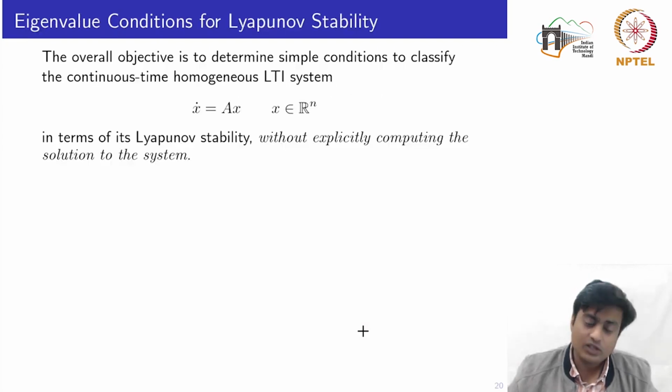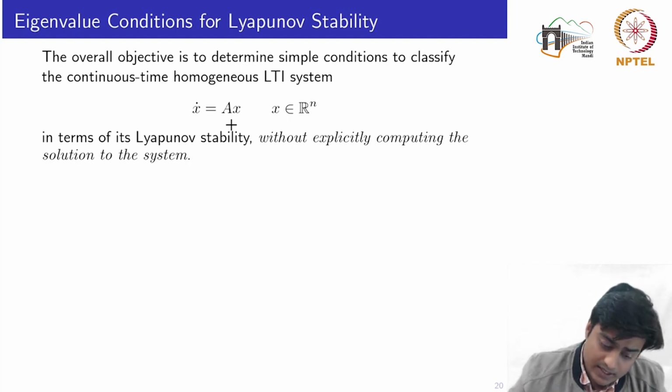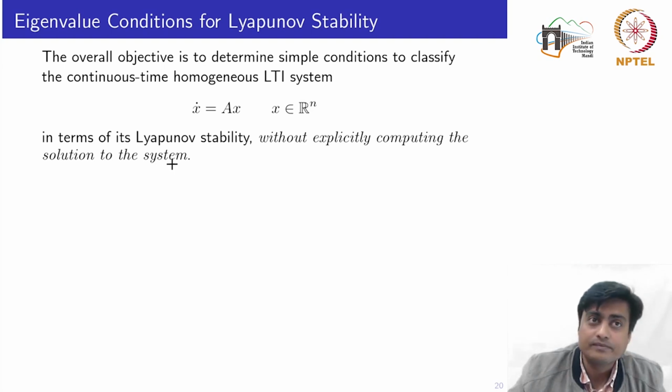So let's see the eigenvalue conditions for Lyapunov stability. This is in fact the first test of determining the stability, where you do not need to compute the solution of the system. As already said, we start with the linear time invariant system, where the A matrix is no longer time dependent. So we want to determine the stability without explicitly computing the solution of the system.